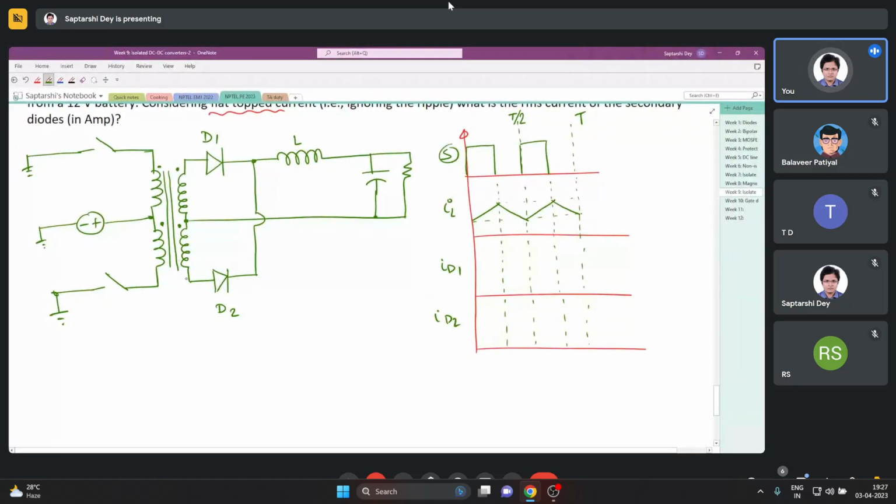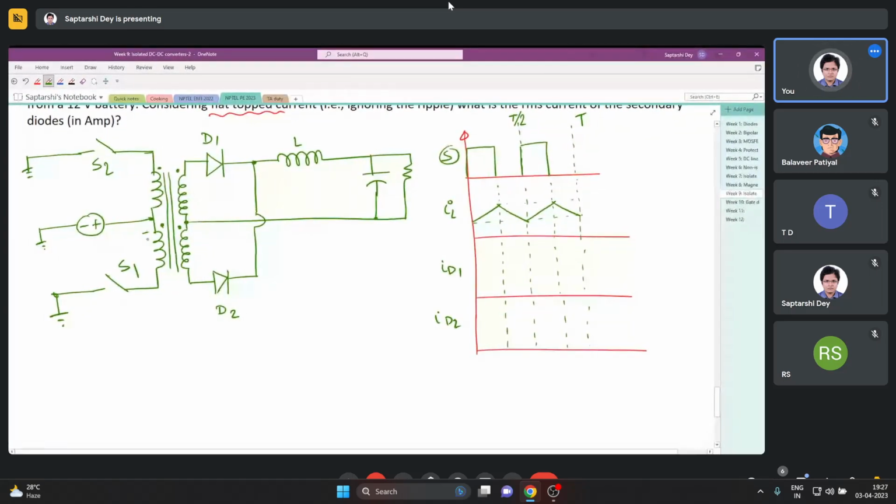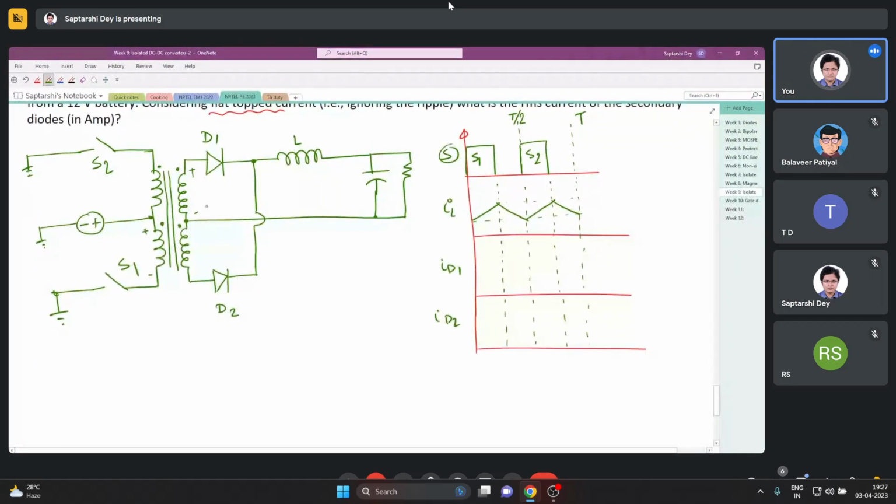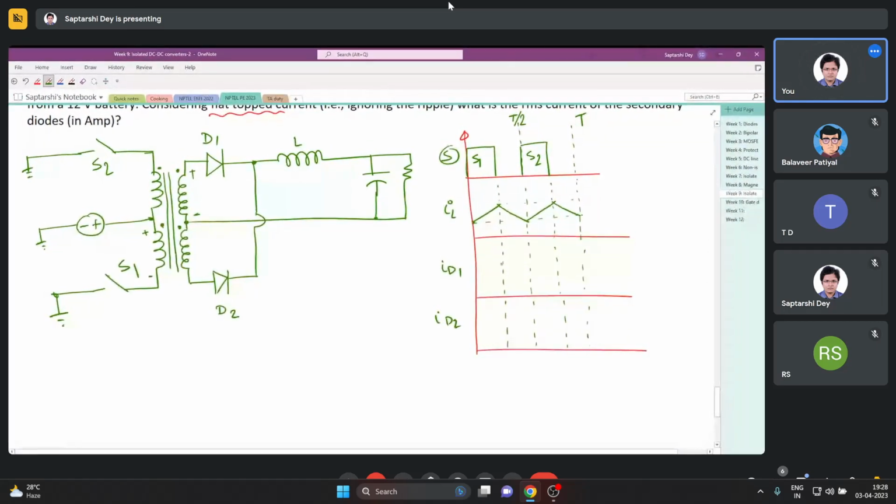Okay, I have to name someone S1 and someone S2. Let me check if I turn this on. I will call this one S1, and this S2. Why do I call this S1? You see, when I close S1, I have voltage like this, so diode D1 flows. So when I have S1 on, D1 is on and the current flows through D1. So whatever inductor current we had, the same current will flow through ID1.